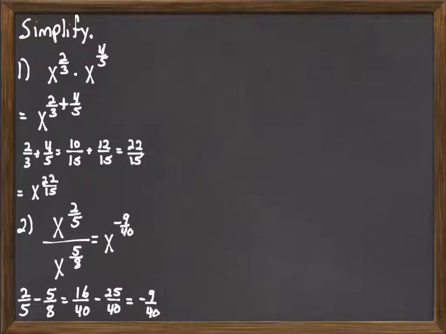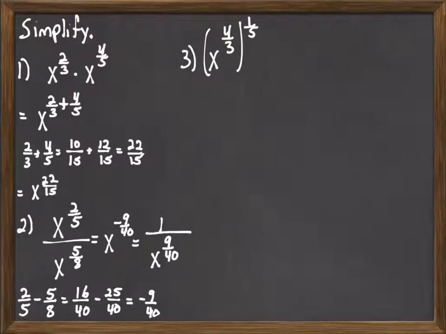So our answer would be x to the negative 9 over 40, but we don't like to write our final answer with negative exponents. So we would take the negative 9 over 40 and simplify it, get 1 over x to the 9 over 40. The negative exponent moves it down to the bottom.